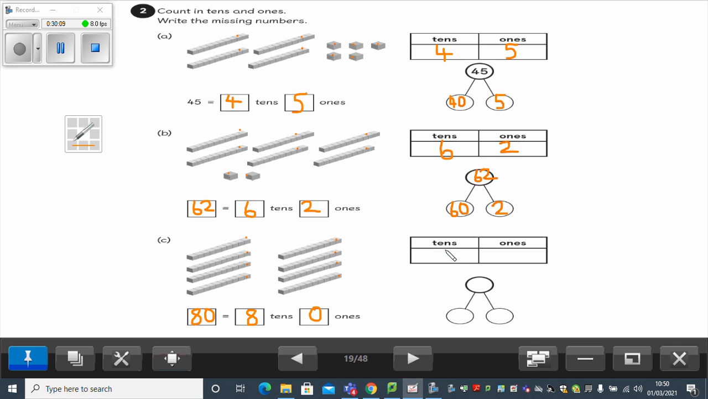Let's complete our place value chart with 8 tens and 0 ones. Now for our whole part model, our whole number is 80. So the value of the 8 tens, as we've counted already, is 80. We have 0 ones, so the value of the 0 is 0. So 80 and 0 makes 80 as our whole number.